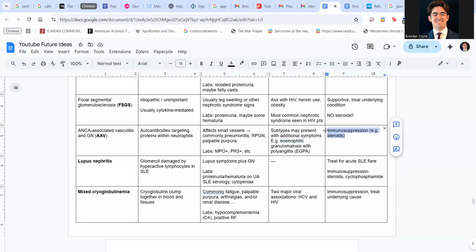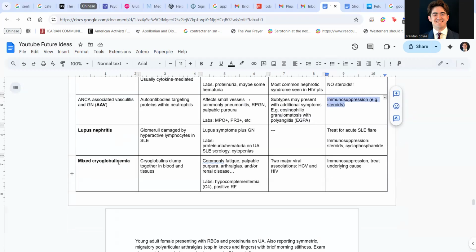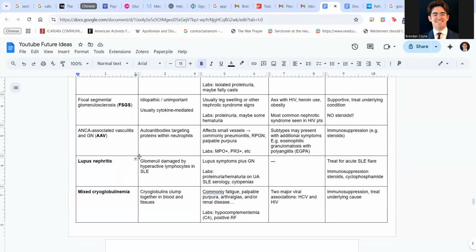And treatment for this is immunosuppression. Next one is lupus nephritis. And this is driven by the hyperactive autoreactive lymphocytes seen in systemic lupus erythematosus. And the presentation, pretty straightforward. Just think of your classic lupus symptoms plus glomerulonephritis. So on labs, you might see either proteinuria or hematuria on the UA. You'll see SLE serology, so either anti-double-stranded DNA or lupus anticoagulant, so on and so forth, and maybe even the lupus-associated labs like the cytopenias that commonly occur in SLE.